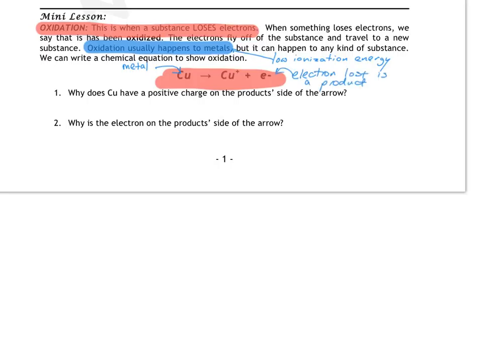And in terms of details, of course, if you have a neutral metal atom and it loses a negative charge, then it'll have a positive charge on the right-hand side of the arrow. So yeah, number one, why does copper have a positive charge? That's because it lost a negative charge. And the electron is on the right side of the arrow, or the product side, in order to show that it has been lost.